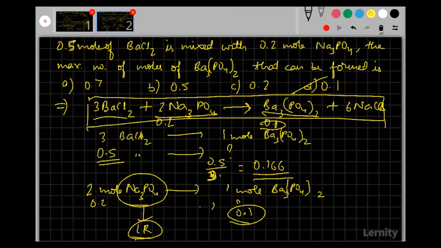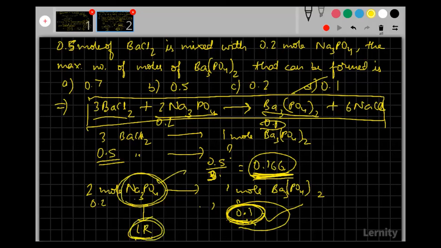Calculate the molarity. Okay, the ones who didn't get this, again: 3 moles of barium chloride plus 2 moles of sodium phosphate is giving us barium phosphate and 6 moles of sodium chloride. So you just take the values here. Here I got it as 0.166. Here I've got it as 0.1, which is less. As this is less, this will be my limiting reagent. Sodium phosphate is the limiting reagent.